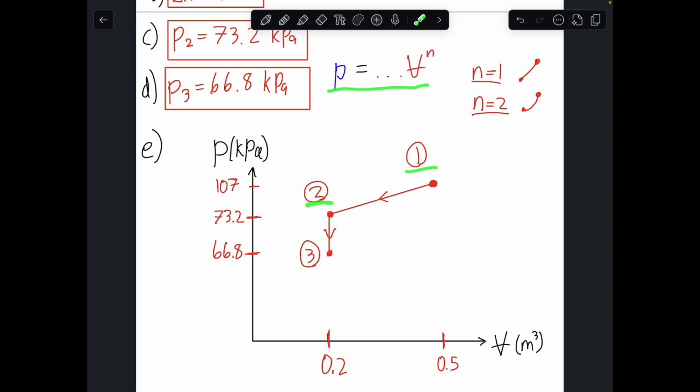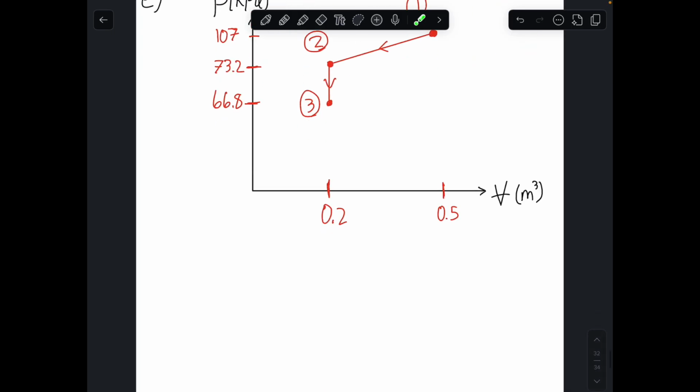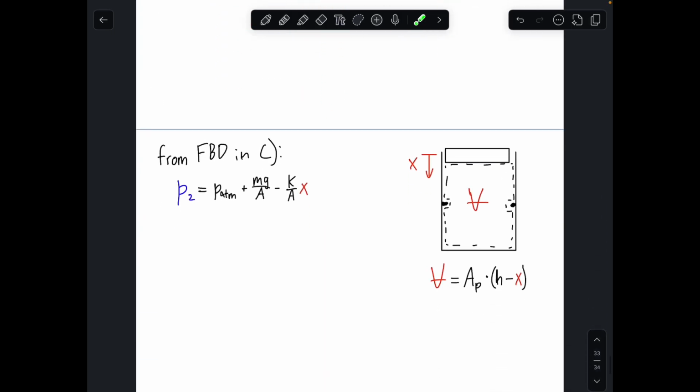And the way that we can do that is remember that we had a free body diagram where we solved for this pressure at state 2 based on our free body diagram at state 2. So I'll scroll down to remind you of that work. So this was in part C that we did this. We had this FBD, and we were able to find this pressure P2 as a function of x. And x here, again, is just the displacement of the piston as it moves from state 1 to state 2.